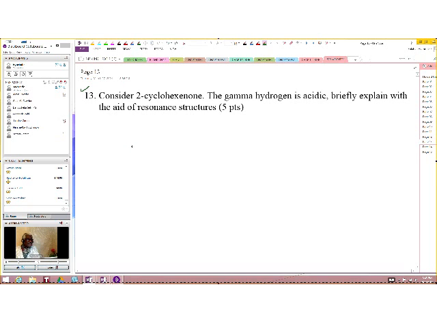Consider 2-cyclohexenone. The gamma hydrogen is acidic. Briefly explain with the aid of resonance structures. Okay, thank you. This should be a fairly simple question for all of you. Of course, you need to know the structure of 2-cyclohexenone. So this is another way of testing your knowledge of nomenclature. So what we have here, 2-cyclohexenone, is this here.